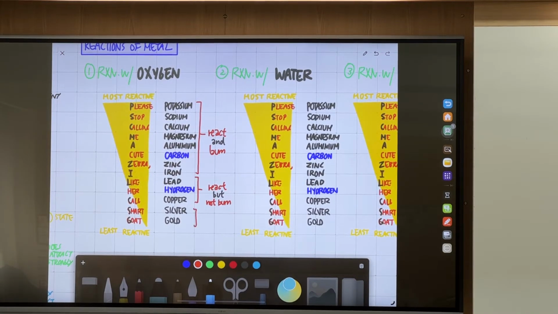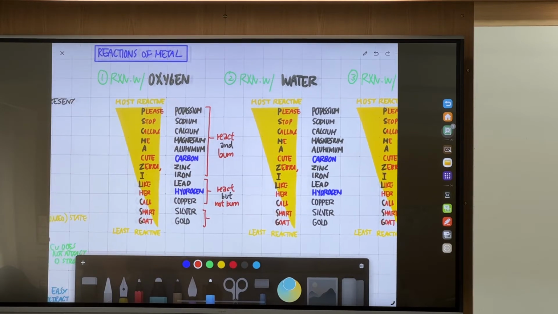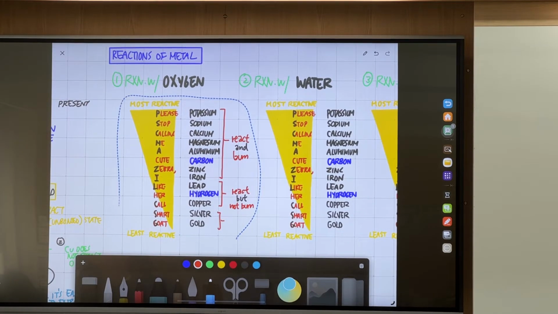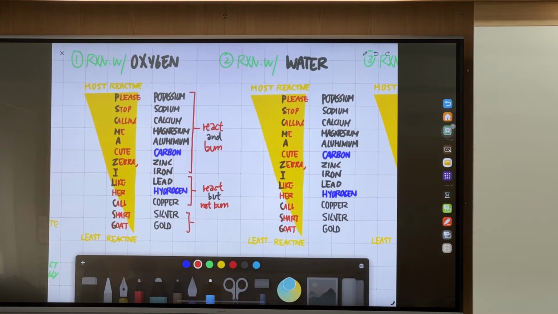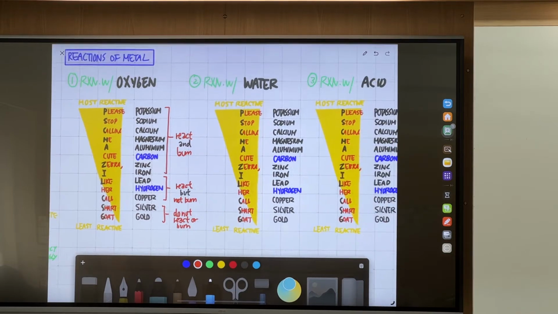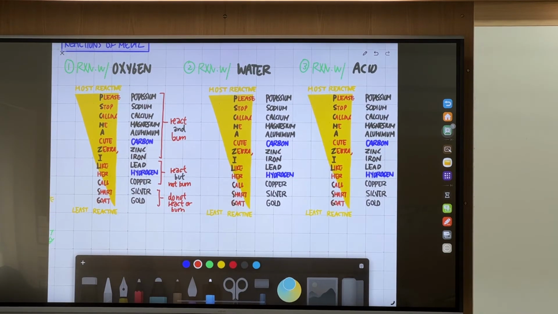So we have three different tiers of metals. The top tier react and burn. The middle tier, from lead to copper, only react but do not burn. You will see them changing color, which is a sign of reaction happening, but you will not see a flame. Finally, silver and gold do not react or burn. It is as if nothing happened when you heat them very strongly. They don't change color, they don't burn, nothing. That's the reaction with oxygen.